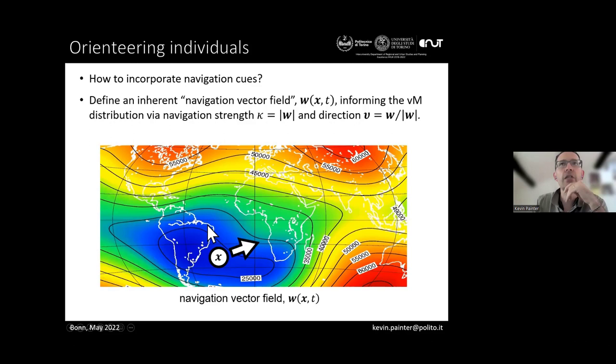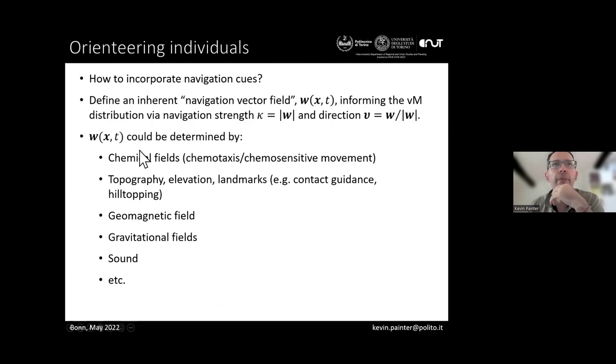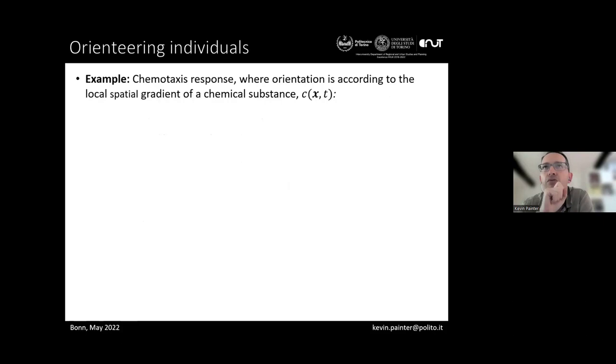Okay, so you bring that into the model. And W could be determined by all of your various orienting fields. It could depend on chemical fields, topography, geomagnetic fields, and so forth. And let's now link everything back to chemotaxis, because if you wanted to model a chemotaxis response, then you would assume that the navigation field depended on the spatial gradient of your chemical substance.